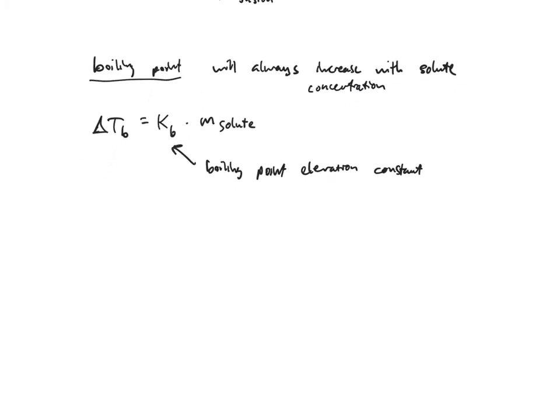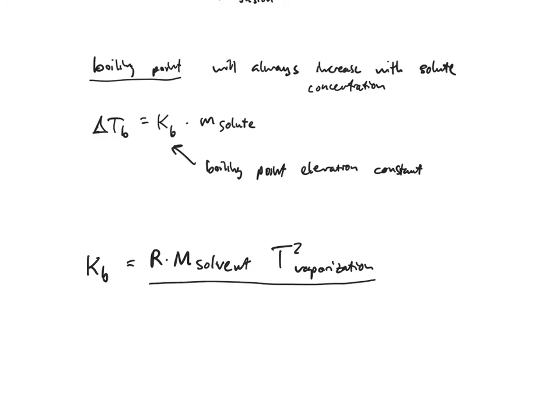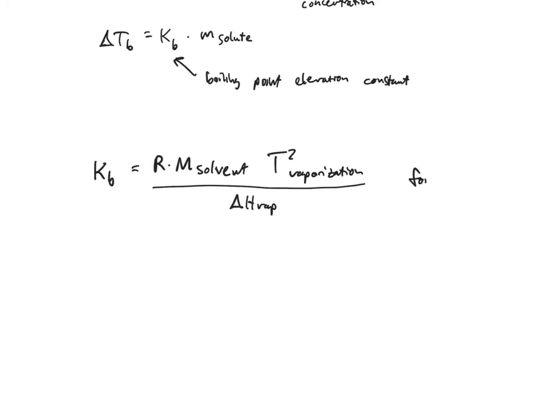And the counterpart for ideal solutions that the book lays out is that this boiling point elevation constant is equal to R times the molar mass of the solvent times the vaporization, or the boiling temperature, squared, over delta H of vaporization. Okay? This is again for ideal solutions.